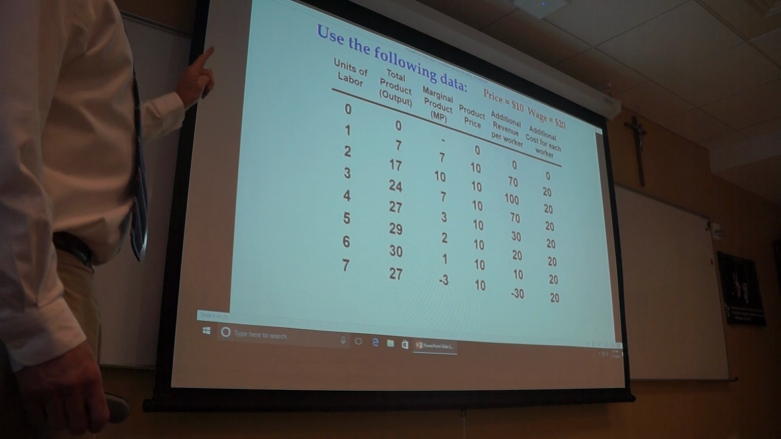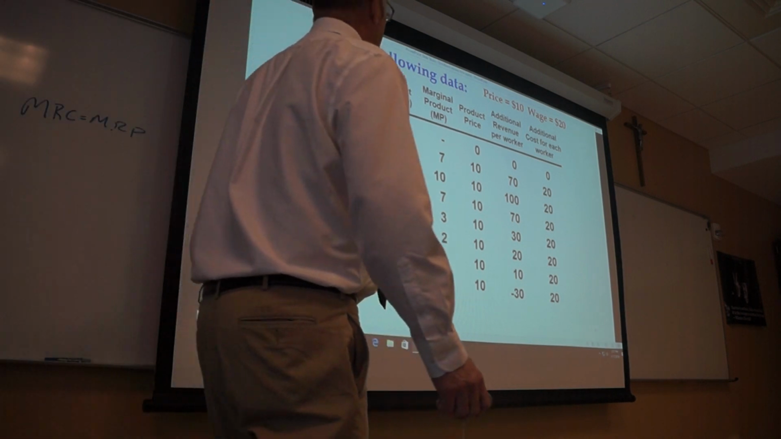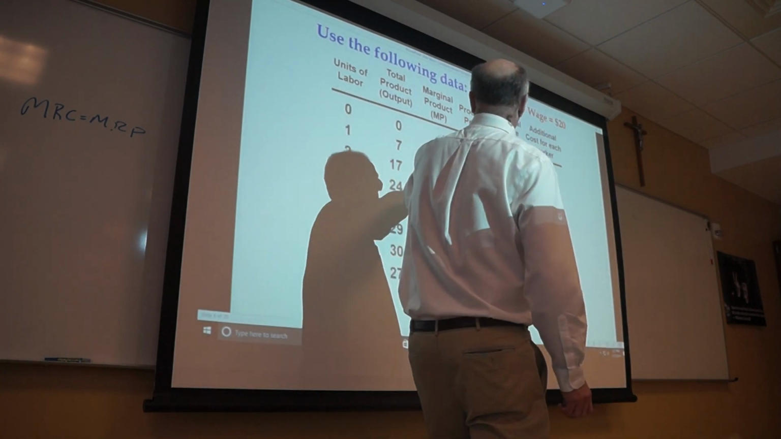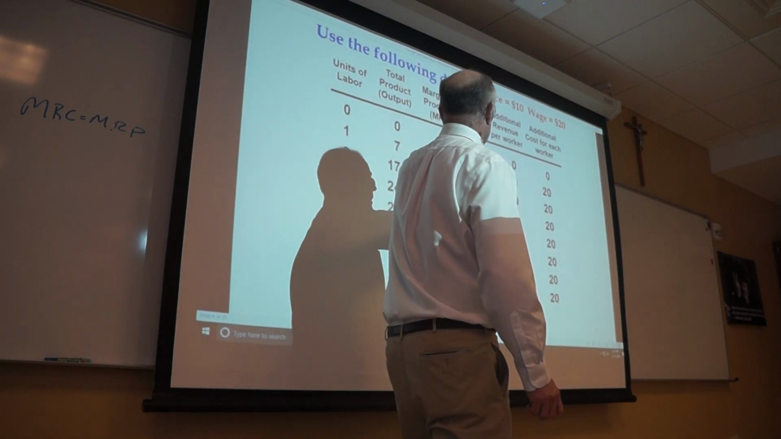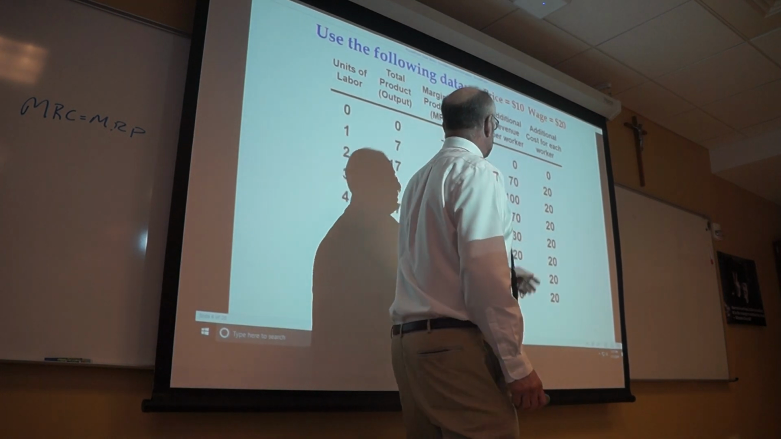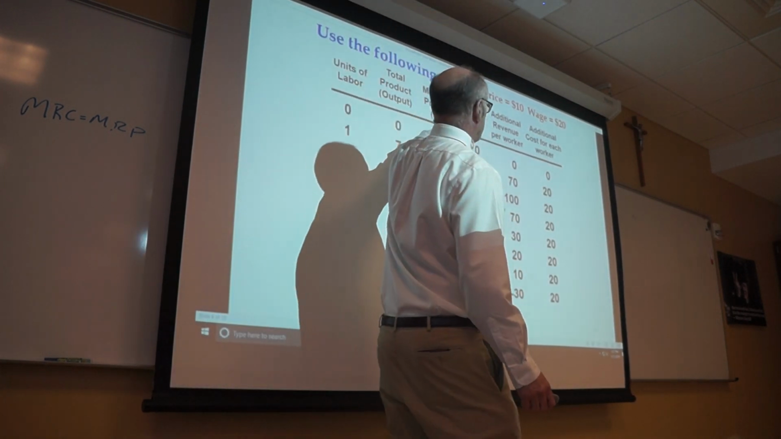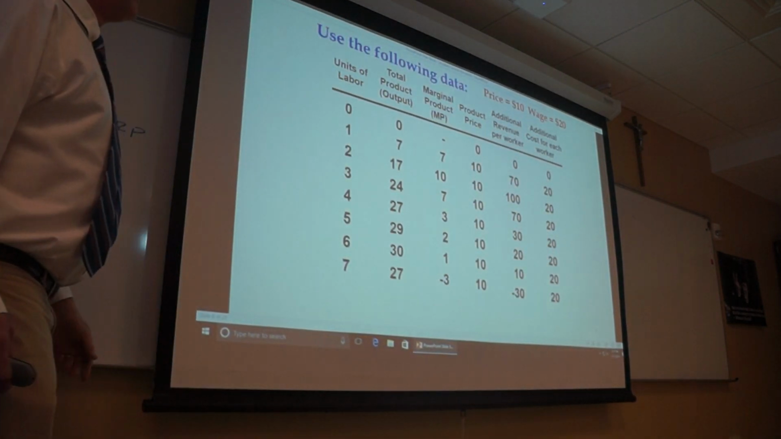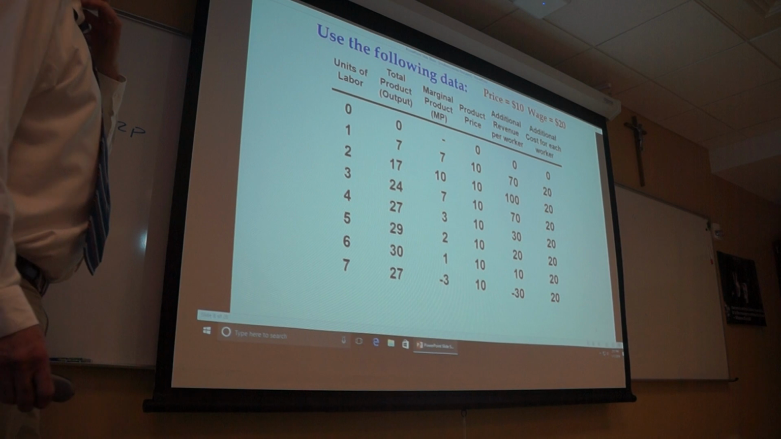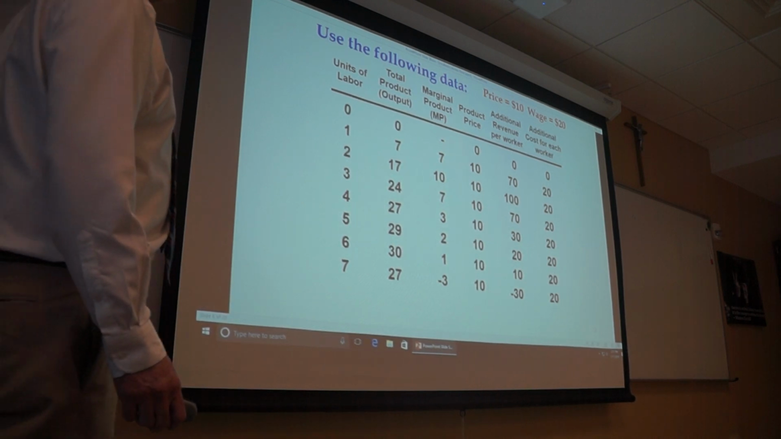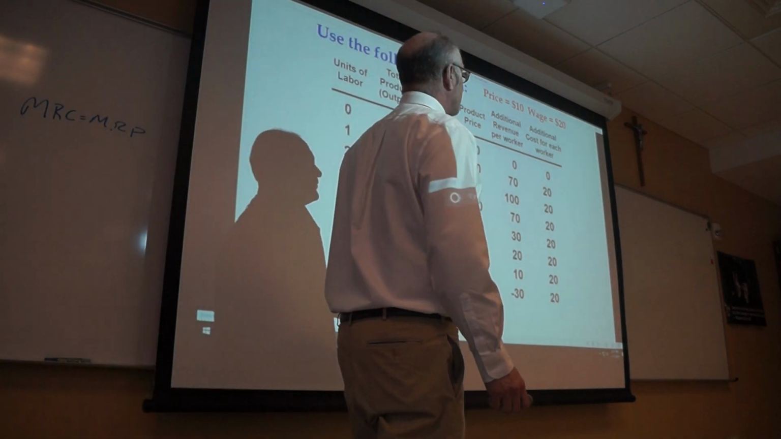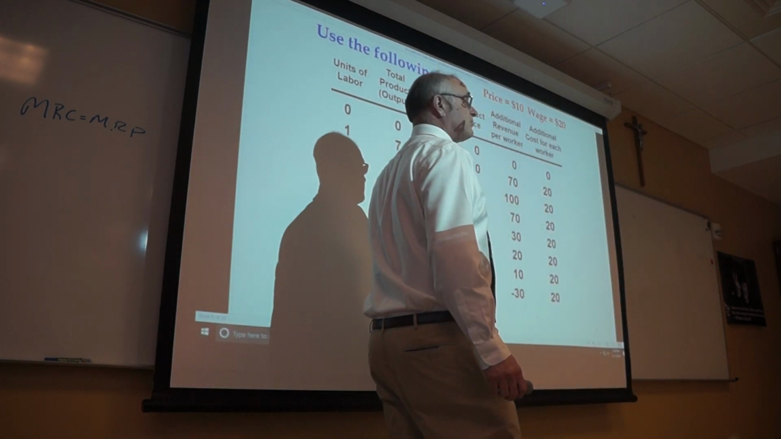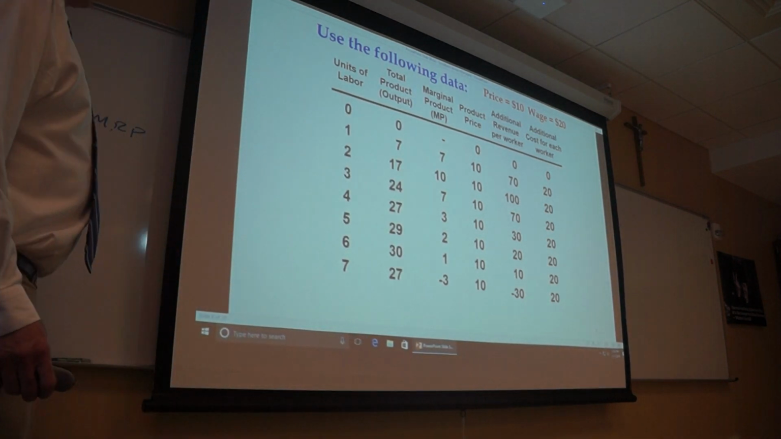All right, in perfect competition, MP times price gives you MRP. So 7 times 10 gives you 70, 10 times 10 gives you 100. So you could write MP times price equals MRP. And then, in perfect competition, MRC equals wage. So it's just 20 straight down. Okay?